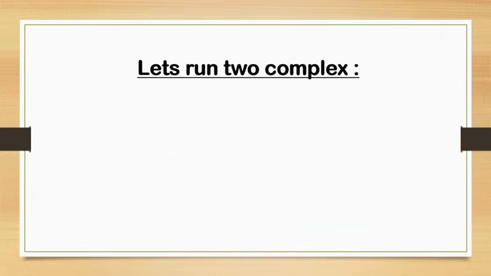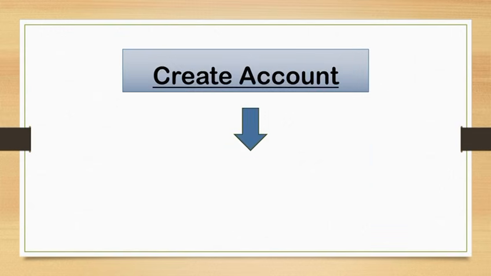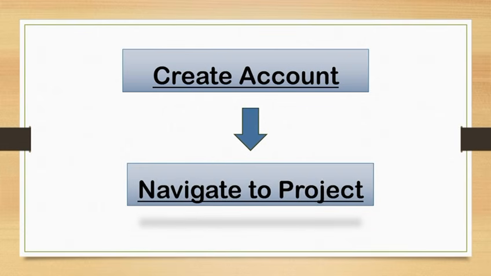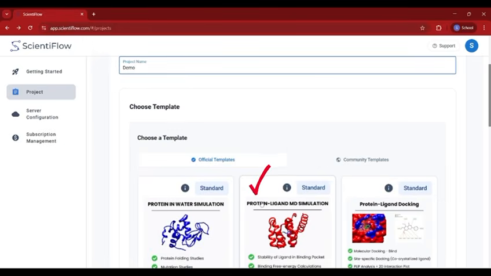In this demonstration, I will show you how to run molecular dynamics simulations for two protein ligand complex samples using ScientiFlow. Once you have created your account, navigate to the Projects section. Click on New Project, enter a project name, and choose the required template. Then click Create Project.